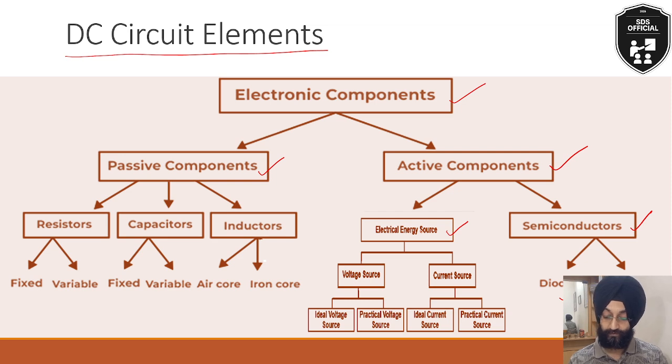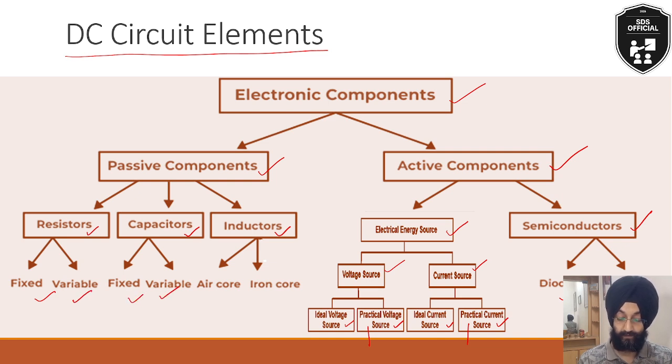Now, voltage sources are electrical energy sources and current sources are also electrical energy sources. These can be subdivided into further categories. These can be ideal voltage source or practical voltage source. Current sources can also be ideal and practical. Practical voltage sources have further classification and practical current sources also have further classification, which we will discuss in the next presentation slides. Okay, now it is the turn for passive components. Passive components are resistors, capacitors and inductors. These can be fixed and variable. Inductors can be iron core or air core inductors.